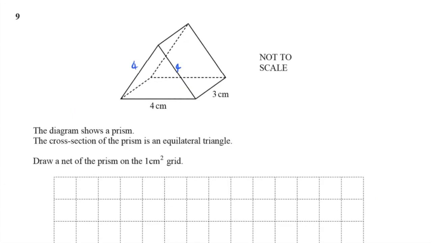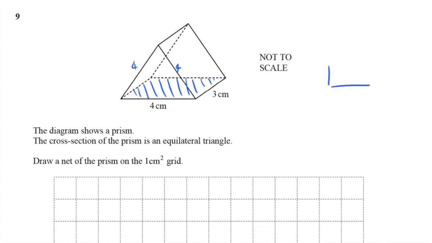Draw a net of the prism on the 1 centimeter square grid below. So that just means every box has a size of 1 centimeter by 1 centimeter. And notice the dimensions on the prism. Okay, so what does it look like? Well, the bottom of that prism is a rectangle, which is 4 by 3, right?